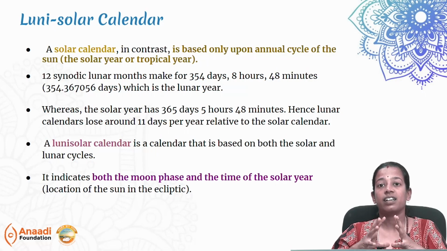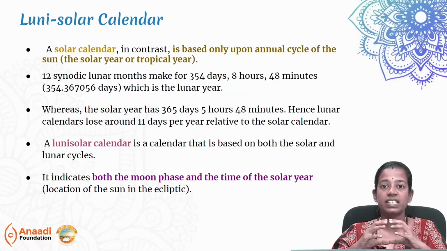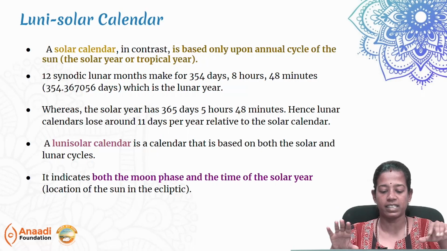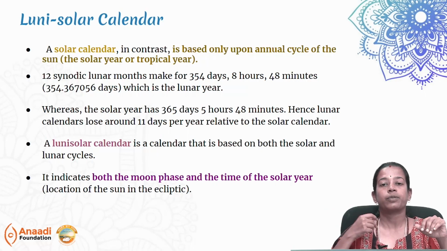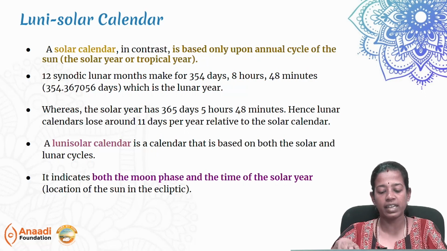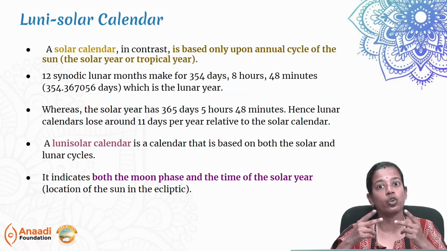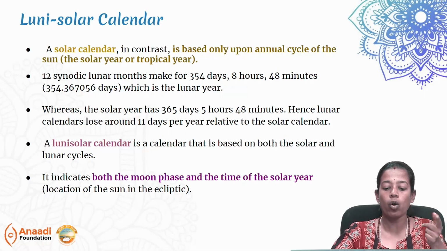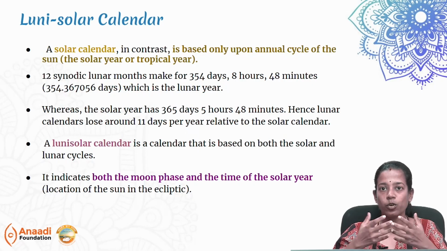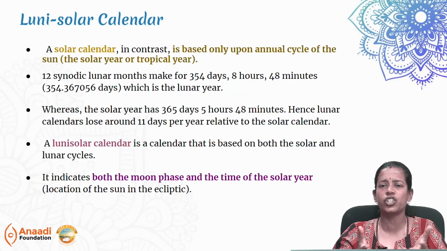But we see that a lunisolar calendar very sincerely strives to pack both these events into one calendrical system. It captures the motion of the sun, it captures the motion of the moon. It measures both the sun and the moon cycles. It indicates both the phases of the moon and the time of the solar year. All of this is accounted for in the Indian calendrical system. Isn't this quite something? Look at the richness of details. Rich details are present in the calendrical calculations, and hence it is still very precise.